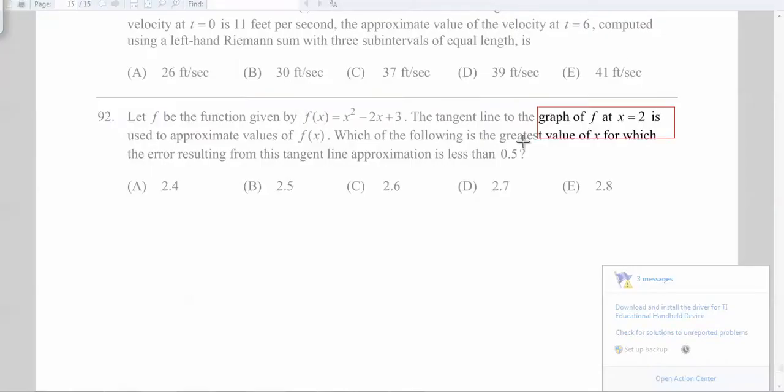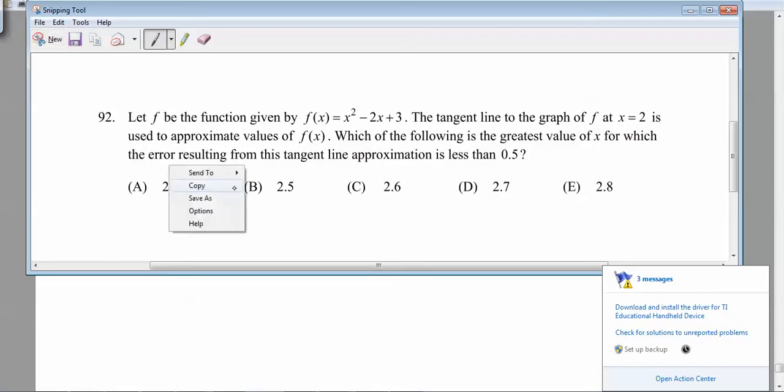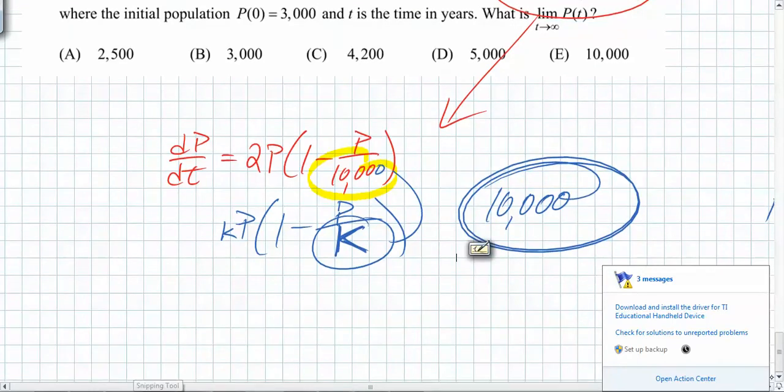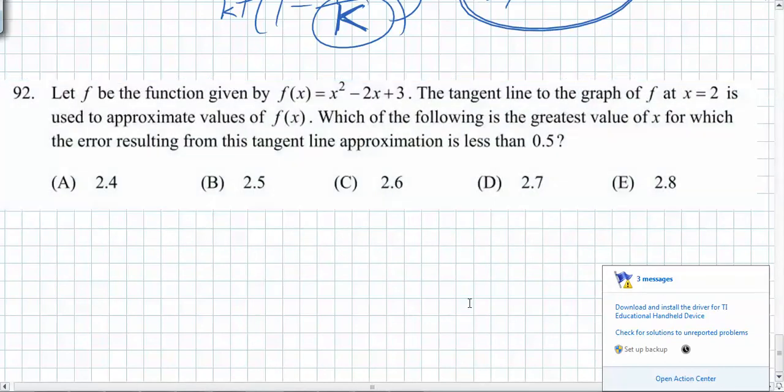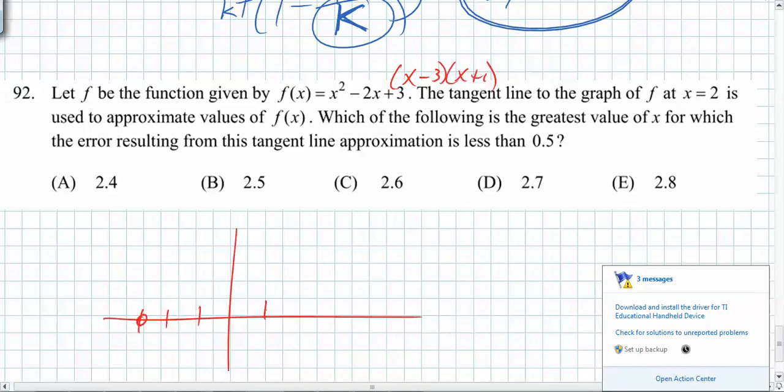Cool. Do you understand what it's saying? So could you draw a picture? Literally draw a picture of what this is? Yeah. If you draw it, it's a quadratic. Is it facing up or down? It's facing up, right? You can factor it too, can't you? If you really wanted to. x minus 3, x plus 1, right? Yeah. Like this. So x minus 3, x plus 1.